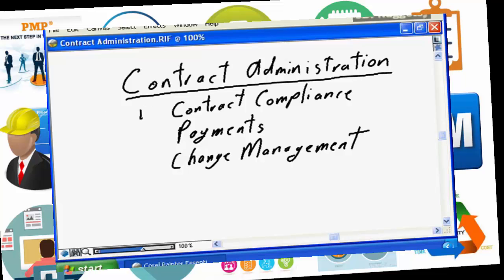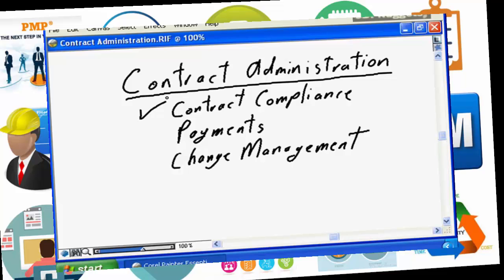The key component to contract administration is contract compliance, ensuring that both parties, whether you're the buyer or the seller, are compliant with the terms and conditions of the contract. Many project managers simply focus on maintaining compliance with the statement of work, ensuring that the work under the contract is being completed according to the statement of work, according to the scope of the contract. And that is very important because that's how project success is measured. But it's equally important to ensure overall contract compliance.